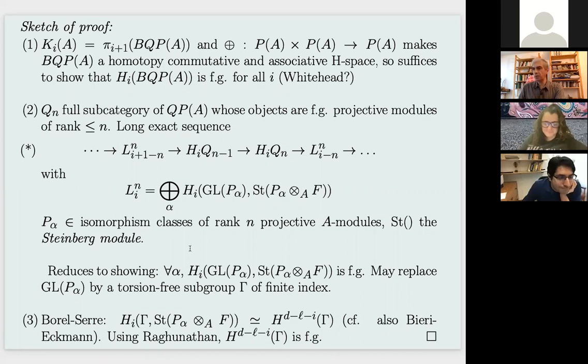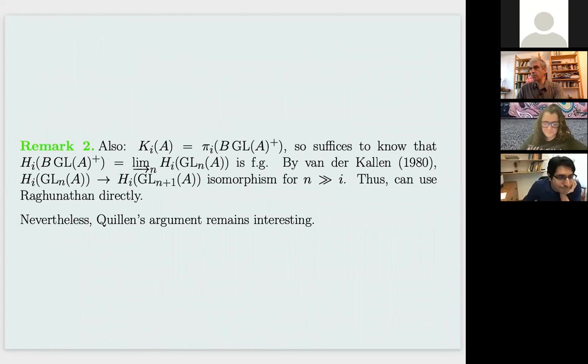But there's a comment about this proof, which is there's a simpler way, but it was not available when Quillen made his proof. And this simpler way is to think of K groups as homotopy groups of the plus construction. Then you don't have this shift in pi_{i+1}, but it doesn't matter. So then, by the same argument, it's sufficient to show that the homology of BGL(A)^+ is finitely generated. And this is here the limit of the homology of the groups GL_n(A).